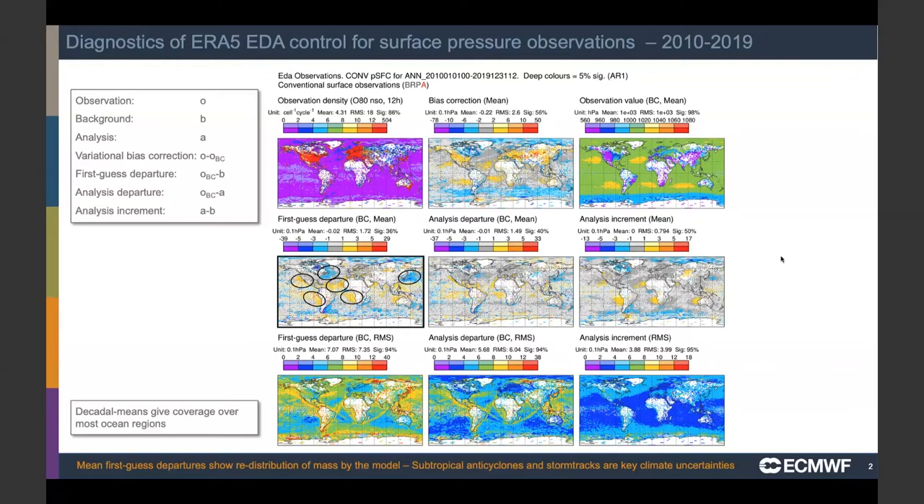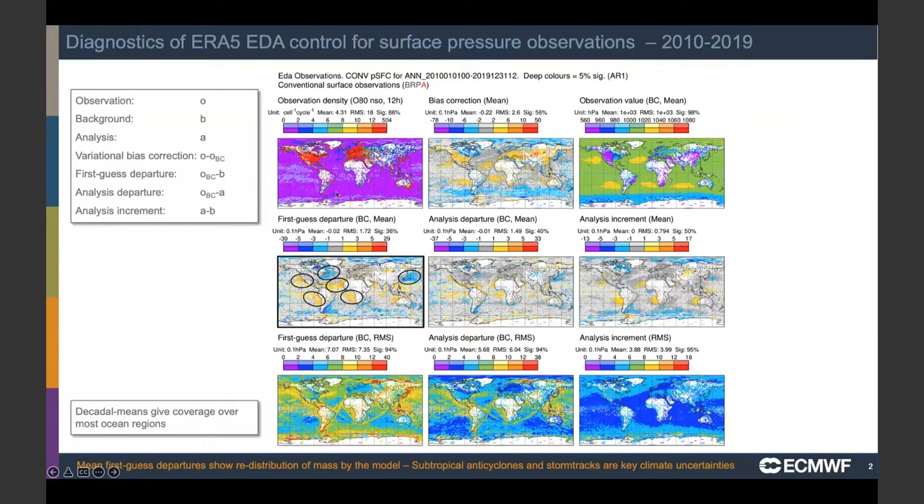What I'm showing here is for a whole decade, the most recent decade, 2010 to 2019. We've got the observation density. You can see lots of observations over North America and Europe and elsewhere, and lower observation densities in other places. But with an average over a whole decade, you do get pretty good global coverage, so a lot of places colored.